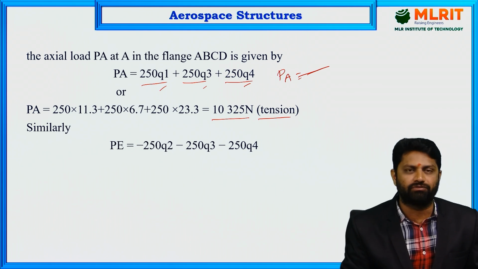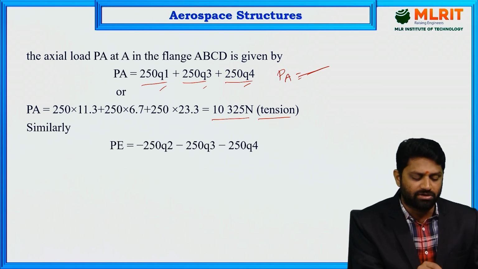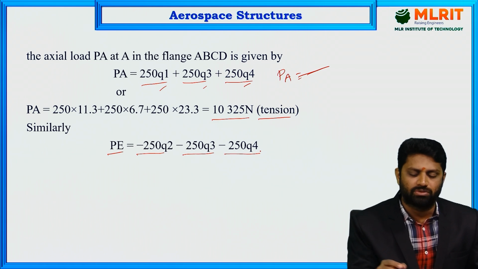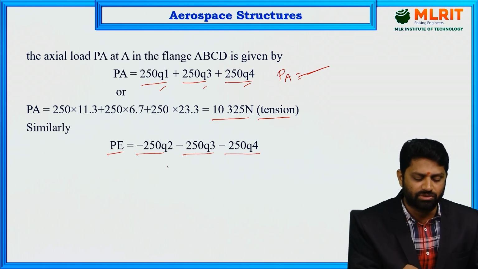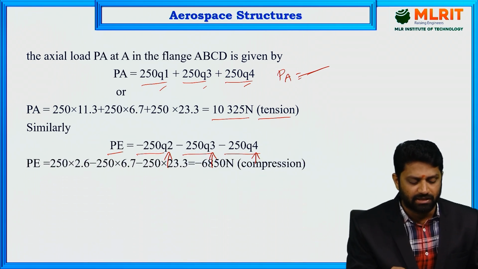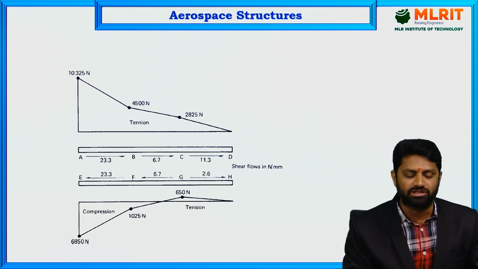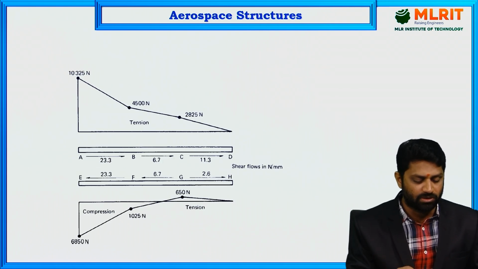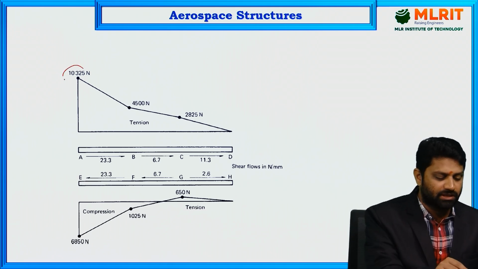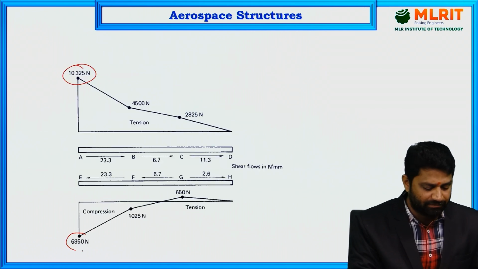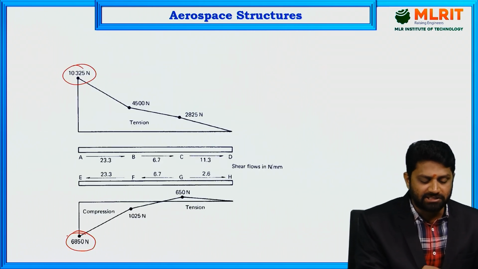Similarly, you can calculate the force in the lower flange, and when you write this equation, you will get PE equals minus 250 Q2 minus 250 Q3 minus 250 Q4. Then you can substitute the values of the shear flows Q2, Q3, Q4, and you can get the force in the lower flange, which equals minus 6850 Newton. So the complete load distribution is shown here: 10,325 Newton is the force in the upper flange, whereas 6,850 Newton is the force in the lower flange, with their respective shear flows.